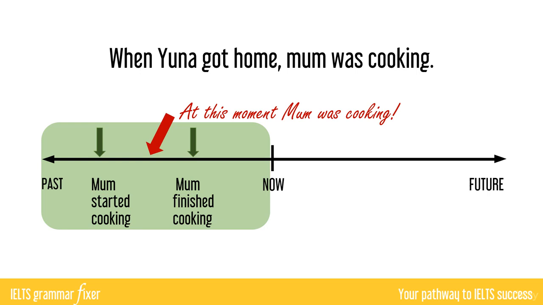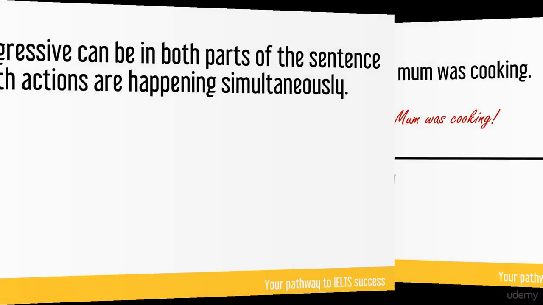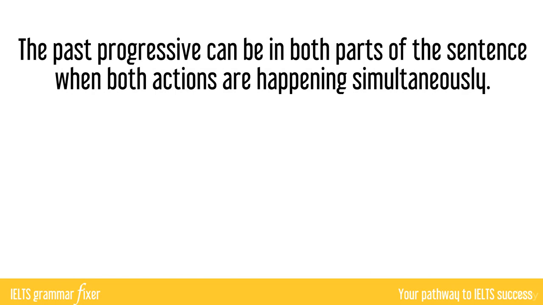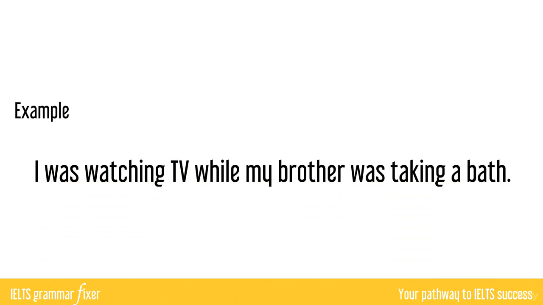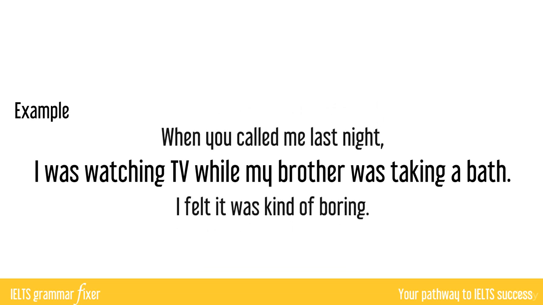When the past progressive is used, it is clear that the speaker wants to explain that an event probably happened before a particular time in the past, and it was in progress at that time and probably continued after this time. The past progressive is sometimes used in both parts of the sentence, when the two events in different parts of the sentence are both in progress simultaneously. For example, this sentence can be possible. I was watching TV while my brother was taking a bath. In this sentence, both events or actions are in progress at the same time.